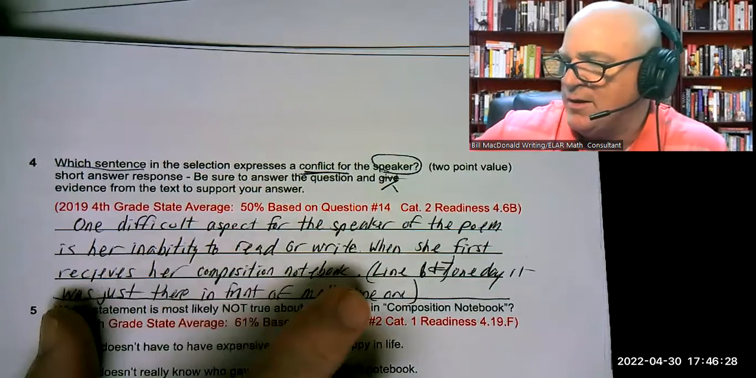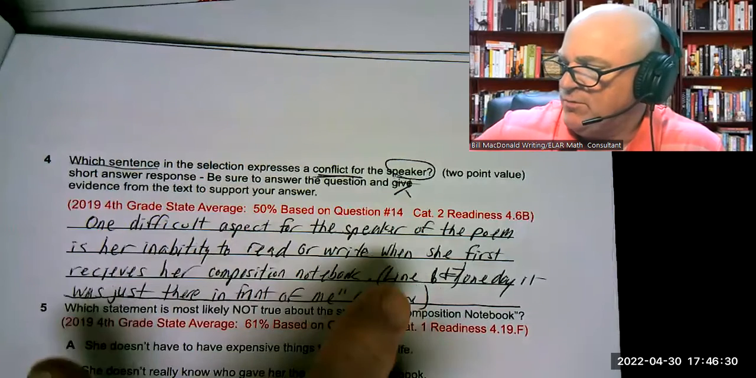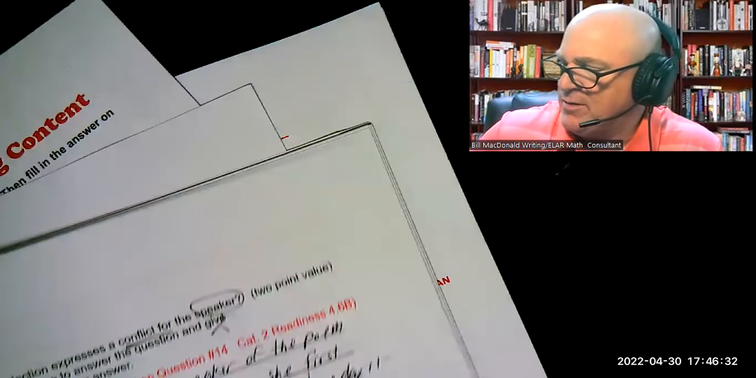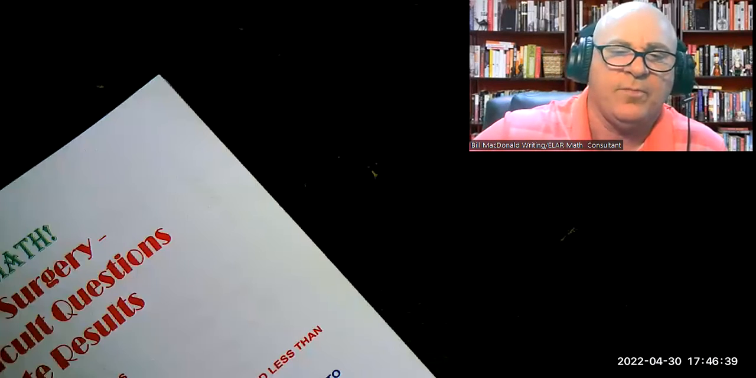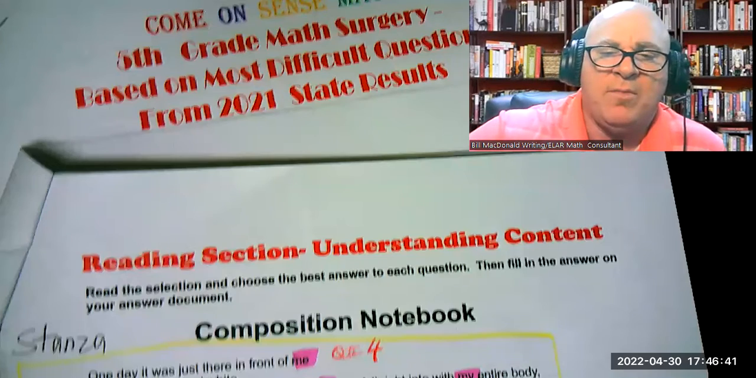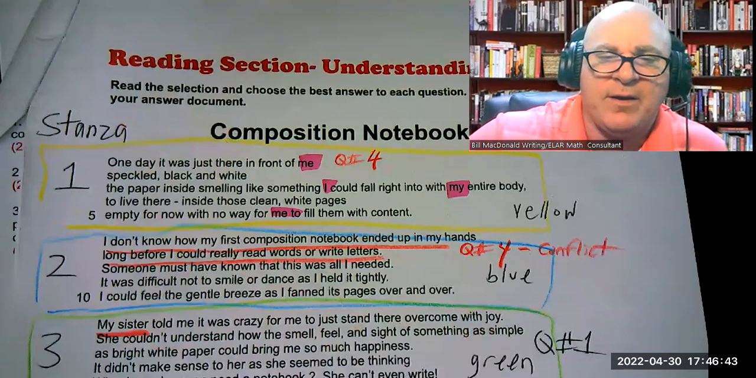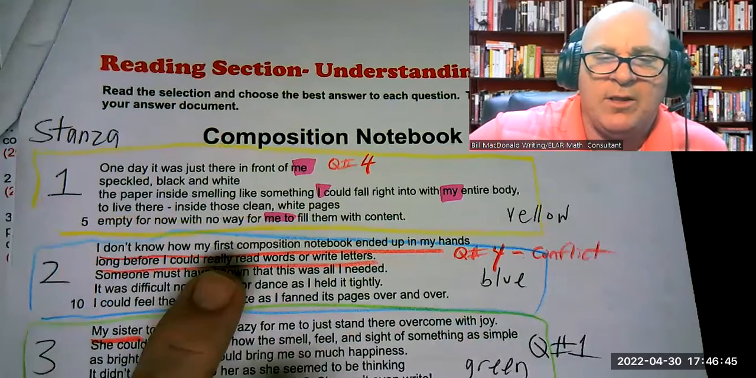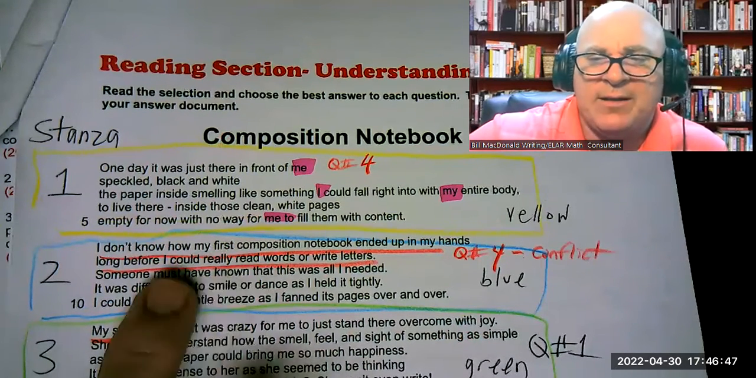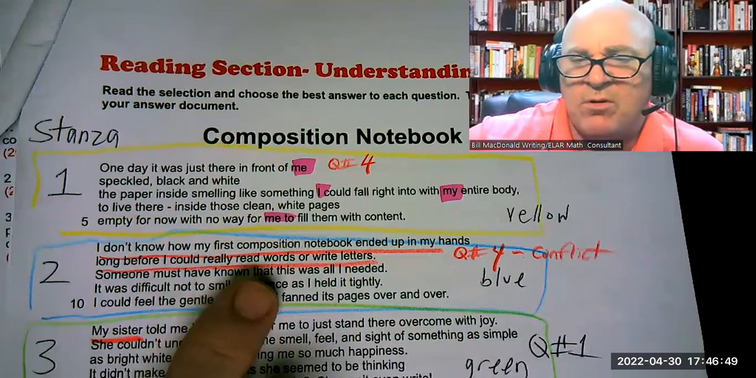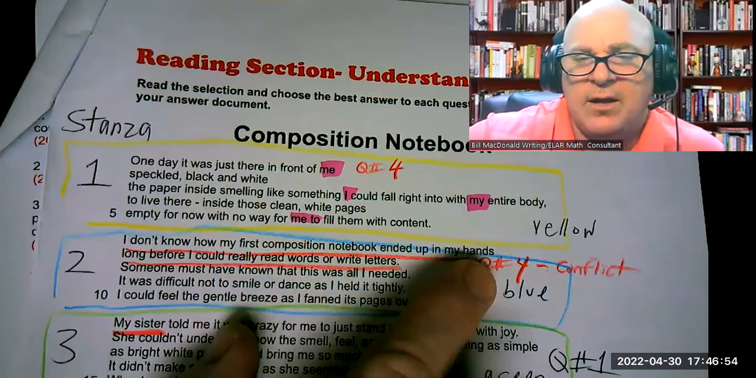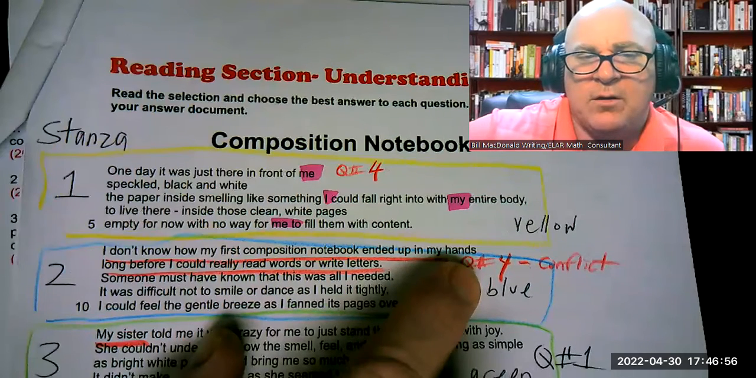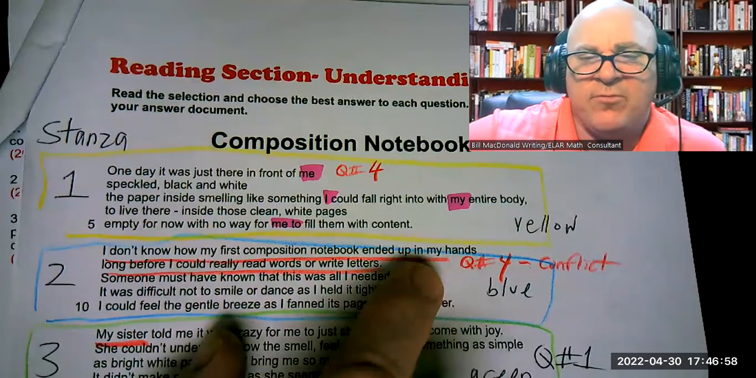So when you go there, if you were to physically write out the lines, which I didn't do just to save time for you, I don't know how my first composition notebook ended up in my hands long before I could really read words or write letters. So question number 4, red light, that's a conflict. Okay, and where did I get the other part? One day it was just there in front of me.